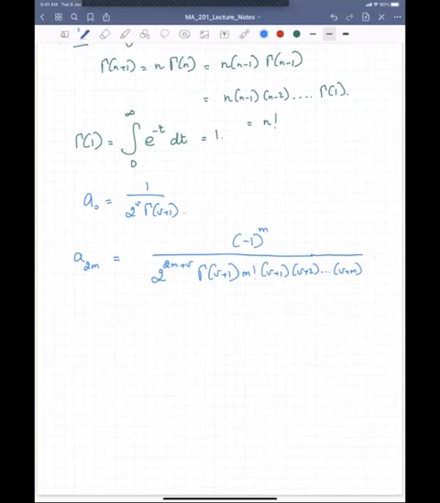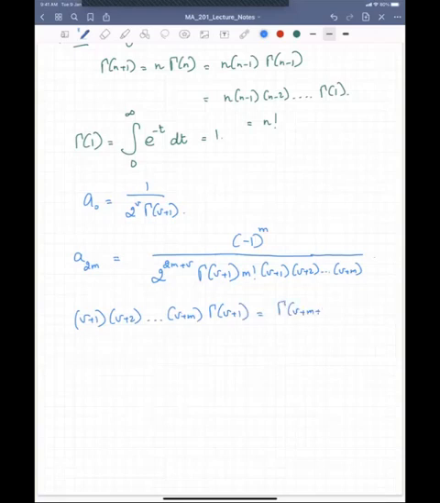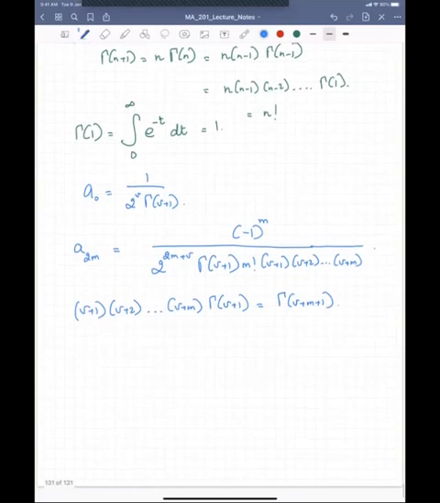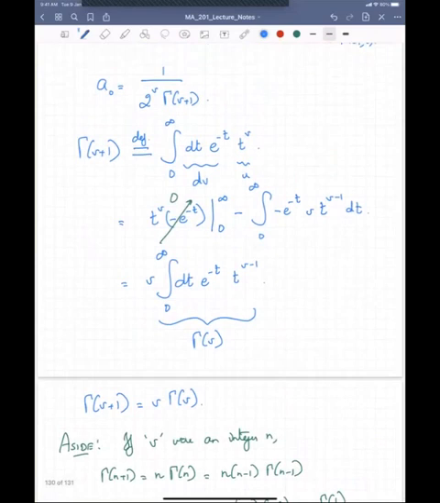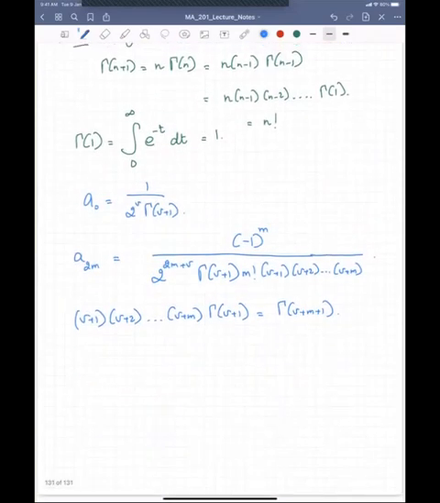And now you can quickly check, using the same recursion relation that I just gave you, that nu plus 1, nu plus 2, all the way to nu plus m, times gamma nu plus 1, is basically gamma of nu plus m plus 1. So again, the presence of this gamma function helps us to collapse this product of nu's. How do I understand this? Well, again, using the recursion relation, gamma of nu plus 1 is nu gamma nu. So which means nu plus 1 times gamma nu plus 1.